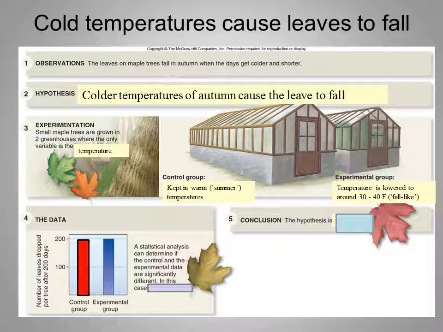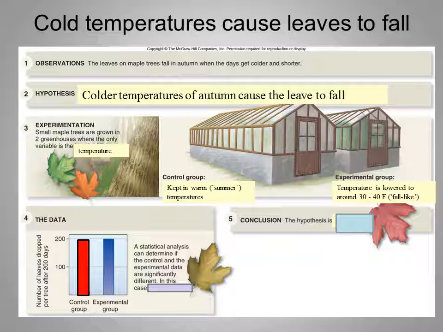So let's go back to our hypothesis. Our initial observation was that leaves on maple trees fall in autumn when the days get colder and shorter. Our hypothesis was that colder temperatures of autumn cause the leaves to fall off of trees. So what is our experiment as shown here in number 3? Small maple trees are grown in 2 greenhouses where the only variable is temperature. We are going to keep the soil the same, the food the same, the amount of light the same. The only thing we are varying in this experiment is temperature.